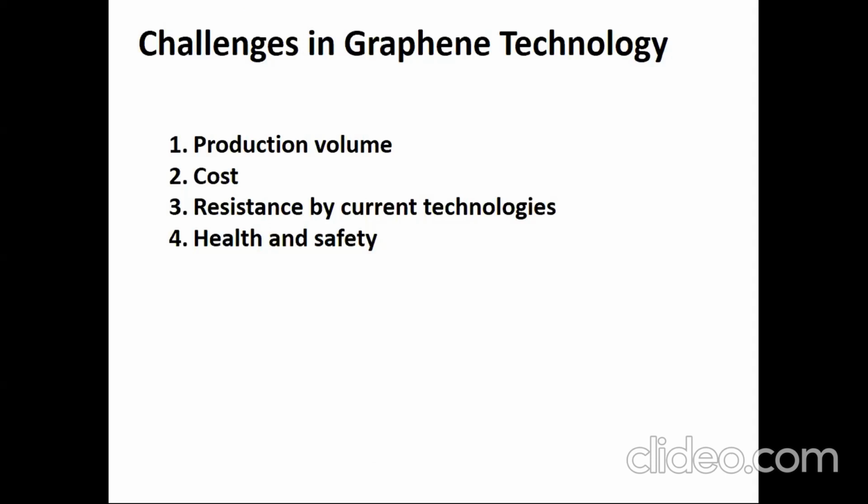Nowadays it's a bit expensive, especially when we make single layer graphene using the CVD process. It is very expensive, right? But in the near future maybe that will change to become more economical, right?